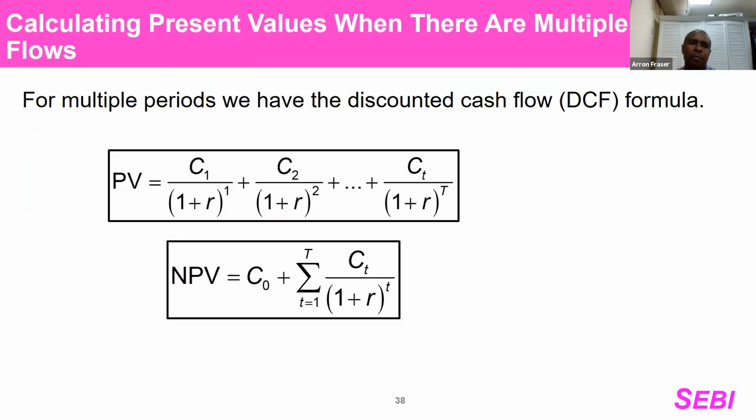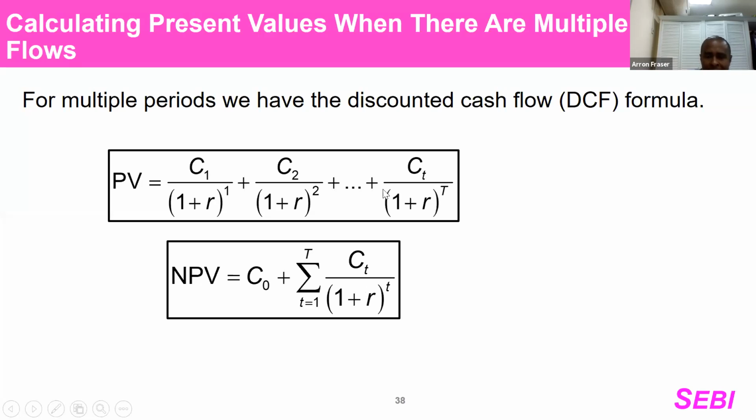So calculating present values when there are multiple cash flows. What all of this says is just cash flow in year one, plus the rate raised to the first power, cash flow in year two raised to the second power, and then cash flow in year three raised to the third power, cash flow in year four raised to the fourth power. And then that summarizes this.